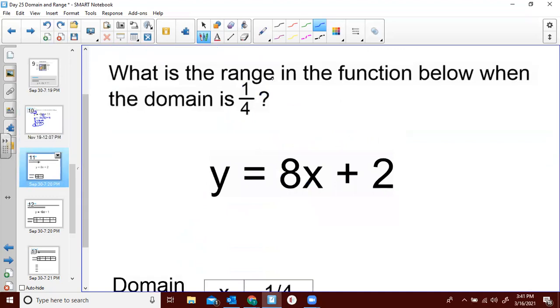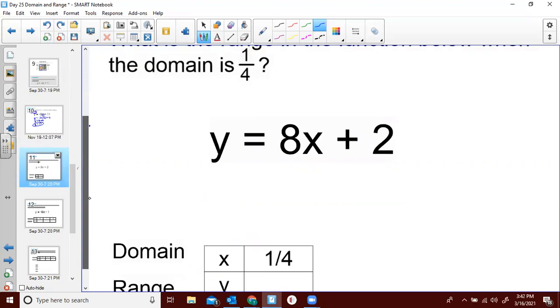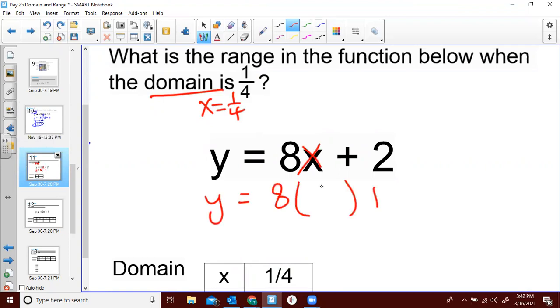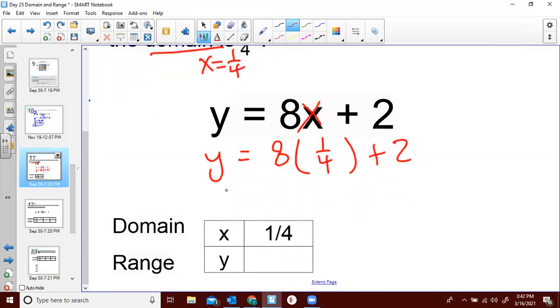All right, here we go. What is the range in the function below when the domain is 1/4? Well, this is telling me that X equals 1/4. That's what this domain is telling me. So that means everywhere there's an X, I put in a 1/4. So I have 8 for my parentheses, and that's where I'm going to put my 1/4. All right, well, 8 divided by 4, or 8 times 1/4, is going to be 2. And bring down what we didn't use. And what we'll get is Y equals 4. And that's going to be our answer, because 2 plus 2 equals 4.